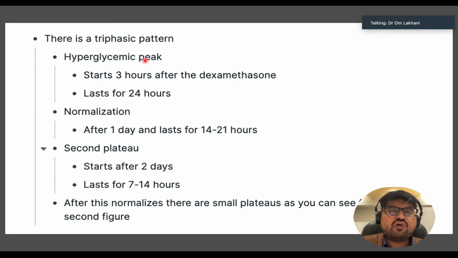This case report showed that the patient had a hyperglycemic peak starting 3 hours after dexamethasone, which lasts for 24 hours. After 1 day, it starts normalizing, right? And this normal period lasts for about 14 to 21 hours. And then there is a second plateau which starts after 2 days, and it lasts for about 7 to 14 hours. So this is using a single dose of dexamethasone.